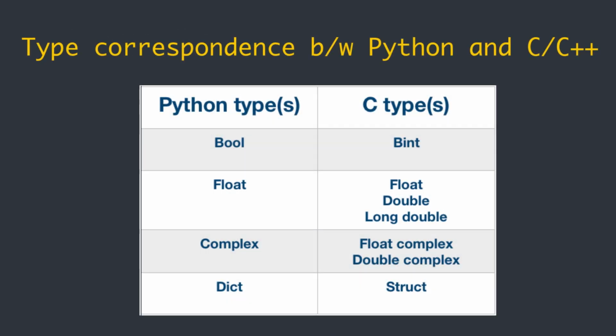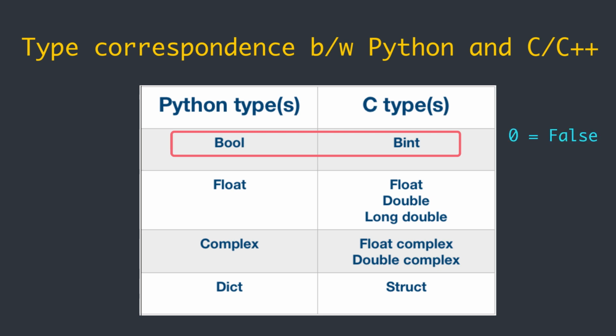So here, in this table, you can see the type correspondence between built-in Python types and C or C++ types for some variable types. First one is from Python boolean to C bint. The bint boolean integer type is an integer at the C level and is converted to and from a Python boolean. It has the standard C interpretation of truthiness. 0 represents false, while non-zero represents true.